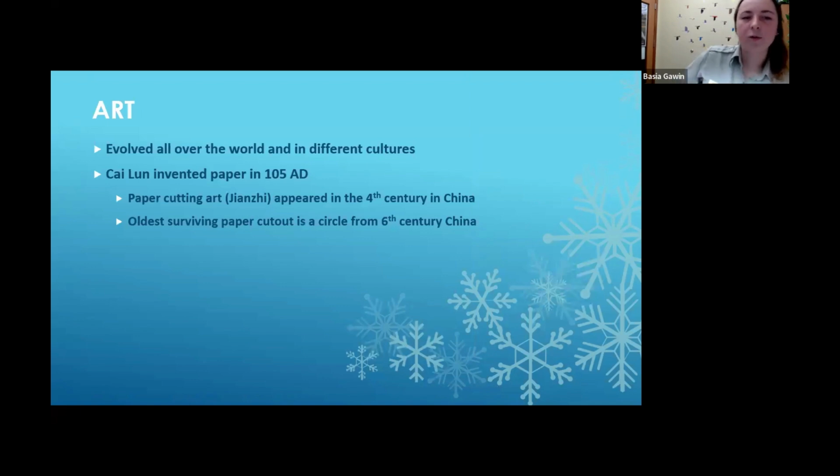All right, so moving on to art. Paper cutting, which is what I've been doing with snowflakes, has evolved all over the world in different cultures. But if we really want to trace it back to the beginning, there was someone in China who invented paper in 105 AD. And then paper cutting as a craft started appearing in about the 4th century also in China. And there's actually a surviving paper cutout from the 6th century, which is incredible. Because if you think of, like, sometimes we find paper trash outside, and after just a few days, a few weeks, it's looking pretty worn. So it's awesome that there's something from the 6th century that survived.